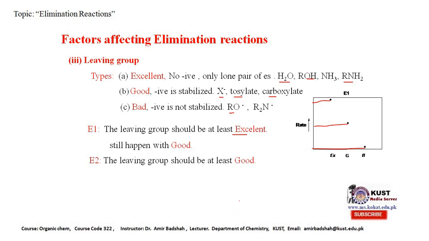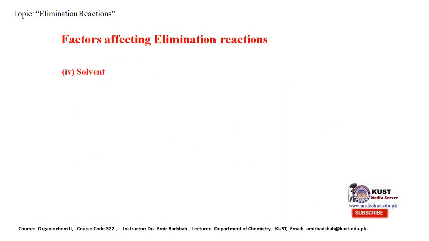Similarly, for E2, the leaving group should be at least good. It can also affect the rate of E2, but here the nature of the leaving group does not have as great an effect as in case of E1. For excellent, the rate will still be high, and for good, the rate will be high too. But for the bad one, the rate of E2 reaction will be very low.